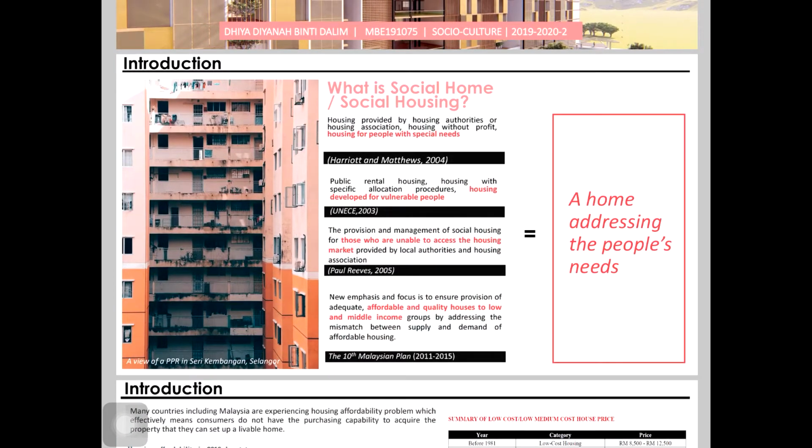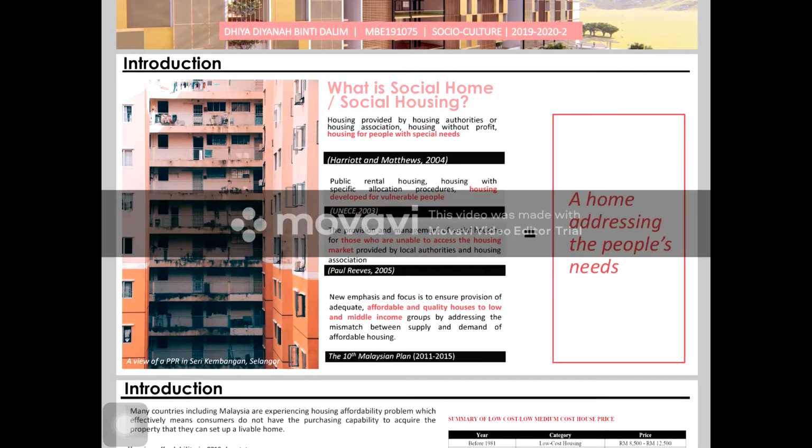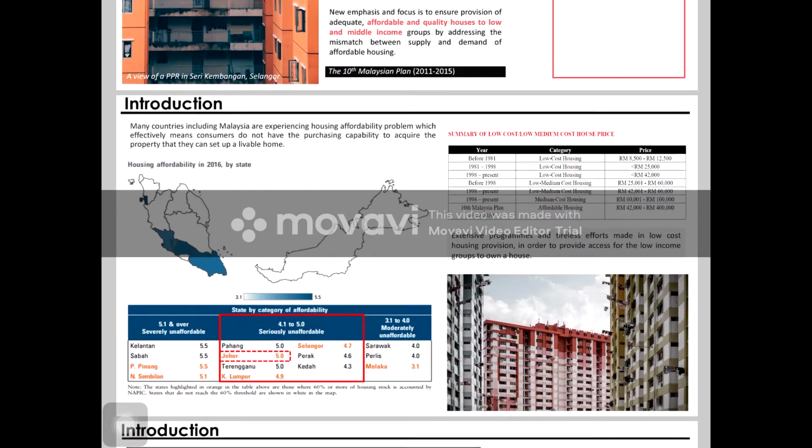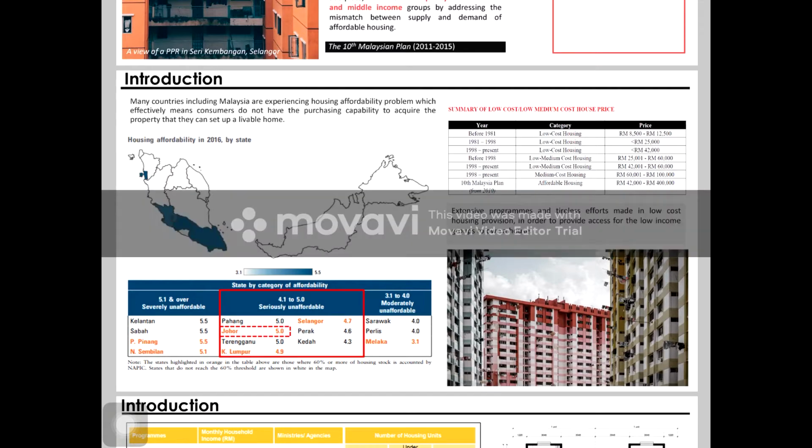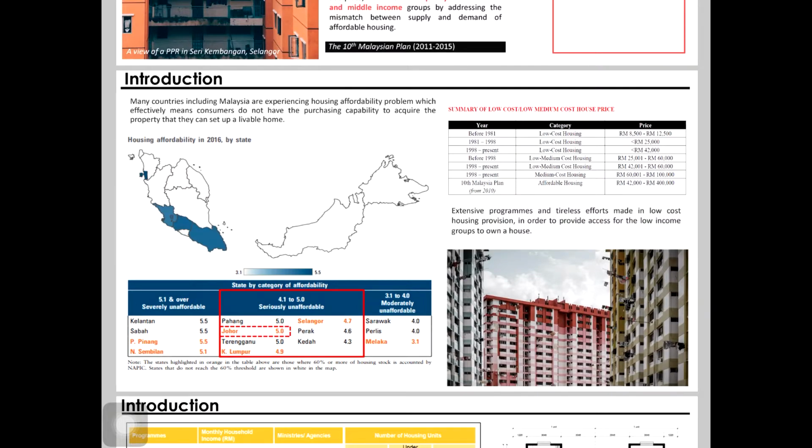According to the studies that I've read, social housing is basically a housing development that is provided for those who are vulnerable and unable to access the housing market. As we know, Malaysia is experiencing a housing affordability problem, which means that consumers do not have the purchasing capability to own a property. This problem eventually created a realization in the government, which introduced extensive programs and efforts in the provision of low-cost housing to provide access for low-income groups to own a house.